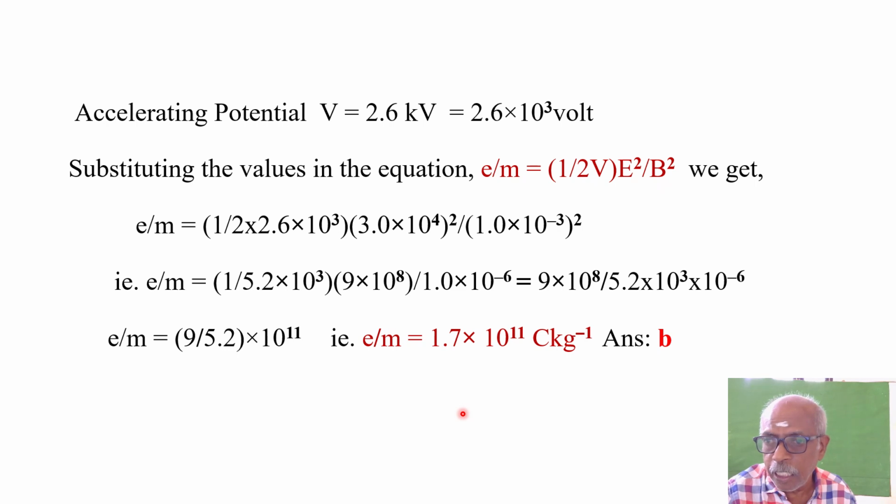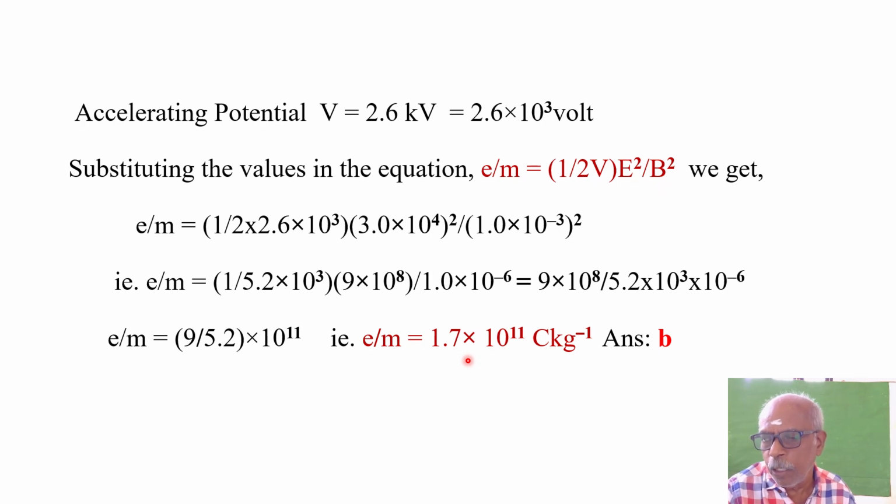1.7. Is it right, sir? You just check it. 5.2 into 1.7, rather to say 52 into 17. 2 into 17 is 34, 5 into 17 is 85, 85 plus 3 is 88, so 884, which is nearly equal to 900. If you multiply 5.2 and 1.7, you will get 8.84, which is nearly equal to 9. So 1.7 × 10^11 coulomb per kilogram is the specific charge of the electron.